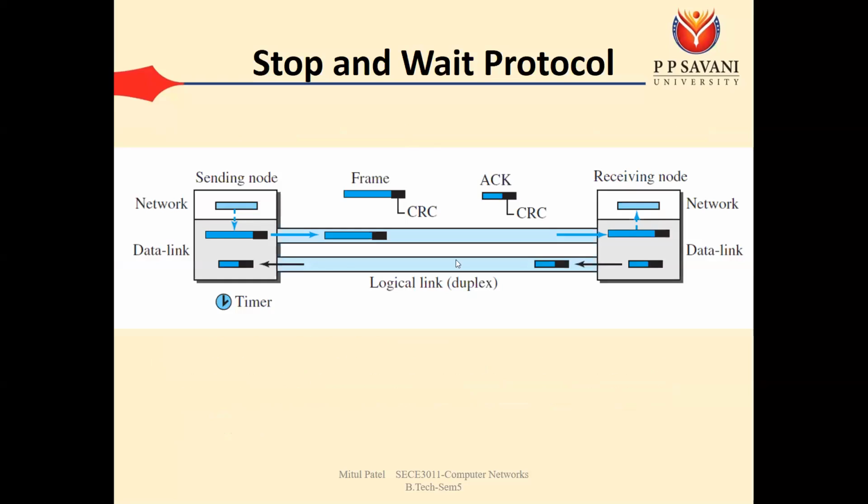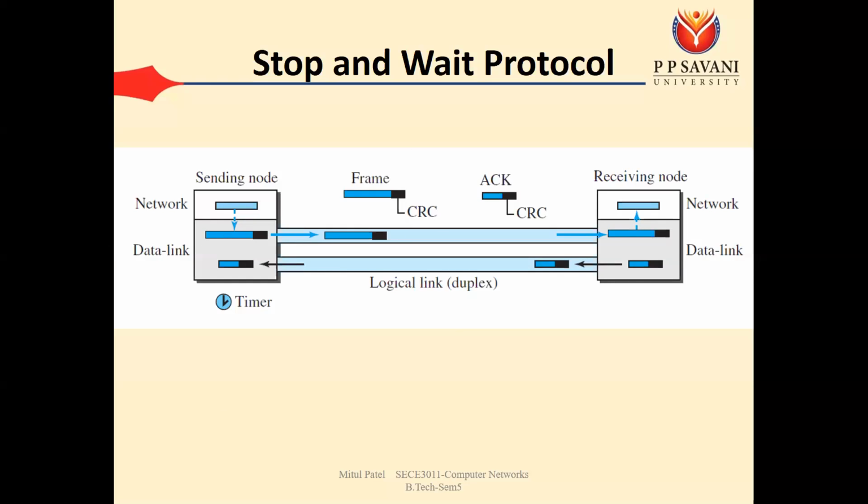Okay, so you can see here that there is a sending node, there is a receiving node, and here we have this frame. In this frame we are sending the data plus CRC. CRC is used for error control. Whenever the data link layer receives the frame from the network layer, it will send it to the receiving node. The receiving node will check whether the frame is correct or corrupted.